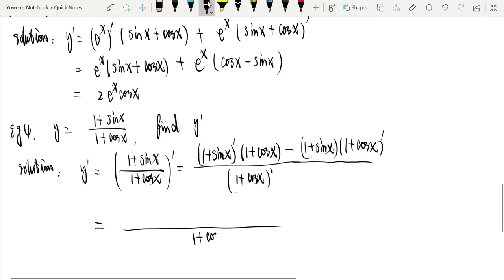One plus cosine x squared in the denominator. Numerator: the derivative of 1 plus sine x, that is just cosine x, times 1 plus cosine x, minus 1 plus sine x times the derivative of 1 plus cosine x. The derivative of 1 is 0, and the derivative of cosine x is negative sine x.